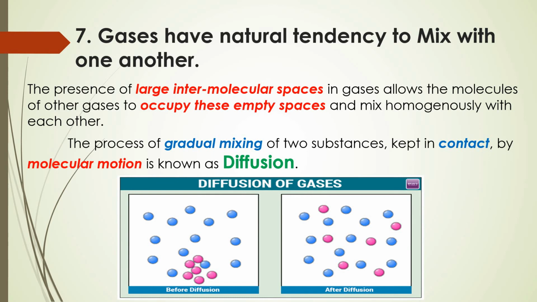Let's see this diagram. Here we have molecules of two types. Let's take the blue molecules as molecules of one gas, and the pink molecules as molecules of another gas. When they come in close contact, they can spread or mix like this. The pink molecules can occupy empty spaces between the blue molecules, and because of this phenomenon, the two gases are able to mix homogeneously everywhere, and this is what is known as diffusion. So gases can diffuse easily.